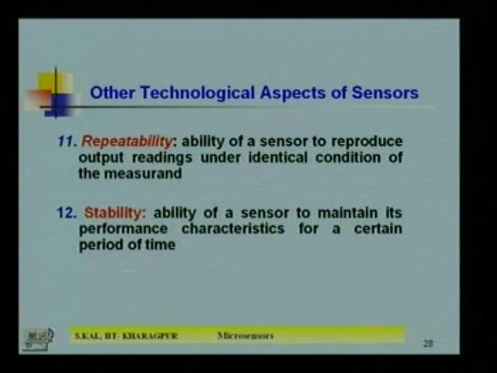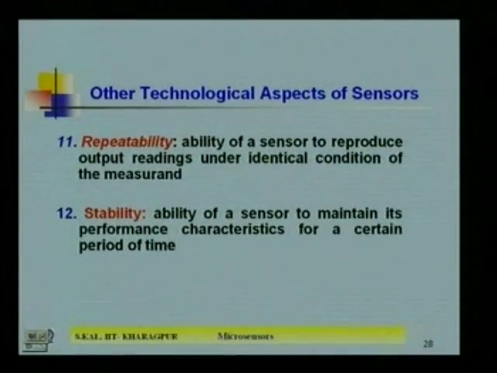Okay. So with this I gave an introduction to the microsensors, and I will continue on this topic in the next lecture also, and then I will discuss the evolution of these MEMS sensors as well as the market survey. Okay. Thank you. Let me stop here.